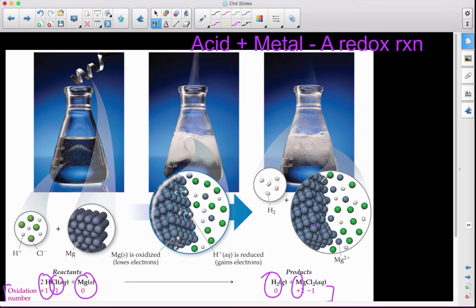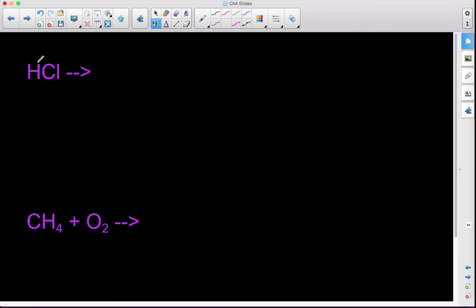If we were going to depict this at the particulate level, we would have our H2 gas, where my hydrogens would be stuck together, floating around above the fray for the most part. We would have our Mg solid hanging out in here, and we'd also have a plethora of ions from the magnesium and from the chloride, all hanging out together. Okay. So are these redox reactions? I don't know. Let us see.